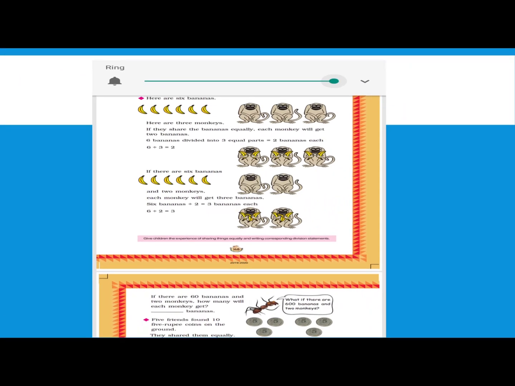Next page. Here are 6 bananas and here are 3 monkeys. If they share the bananas equally, each monkey will get 2 bananas. 6 bananas will be divided into 3 equal parts. That is equal to 2 bananas each. That means 6 divided by 3 is equal to 2. Now if there are 6 bananas and 2 monkeys, each monkey will get 3 bananas. That means 6 divided by 2 is equal to 3 bananas each.